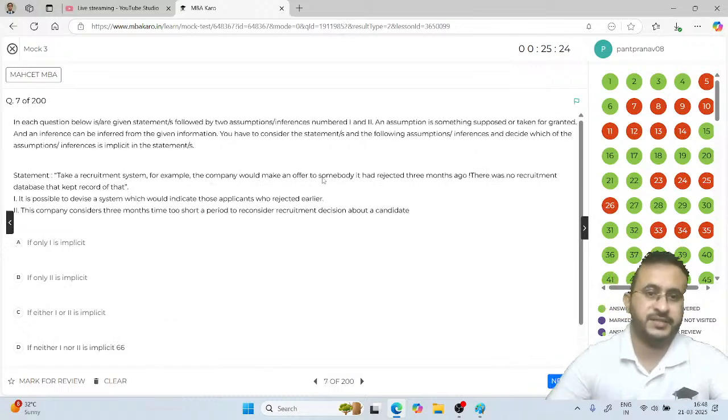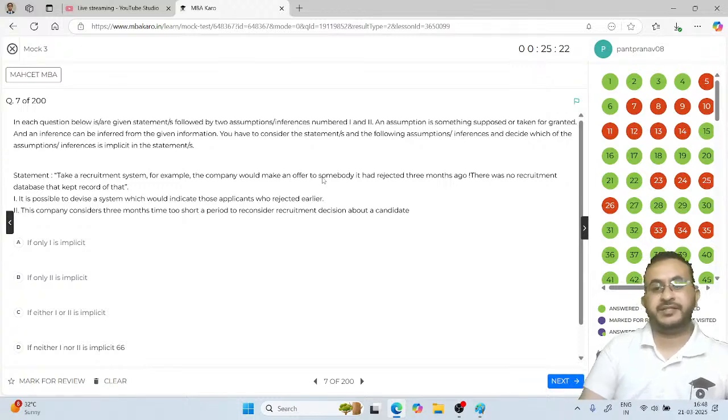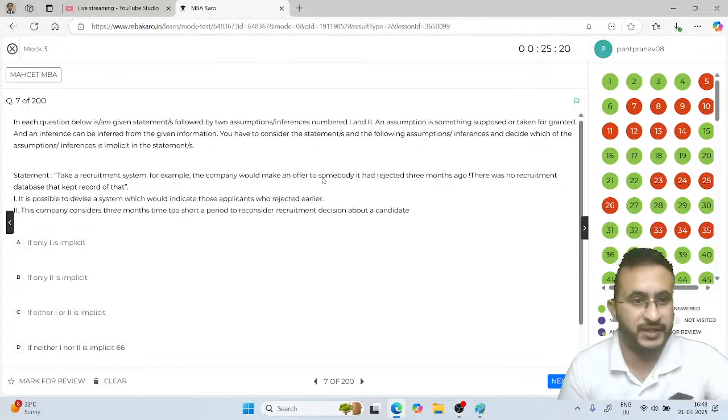Take a recruitment system. The company would make an offer to somebody. It had rejected 3 months ago. There was no recruitment.